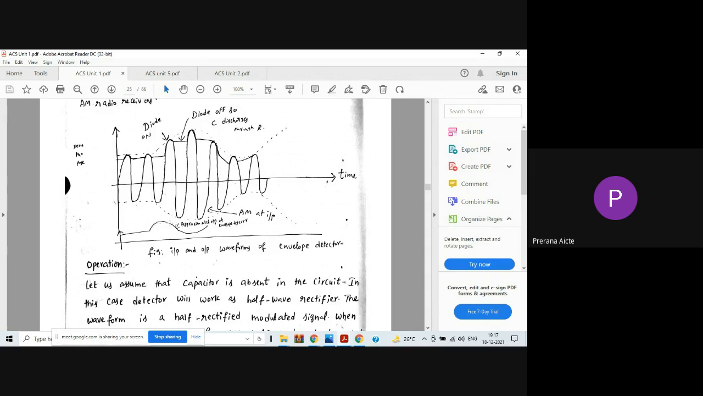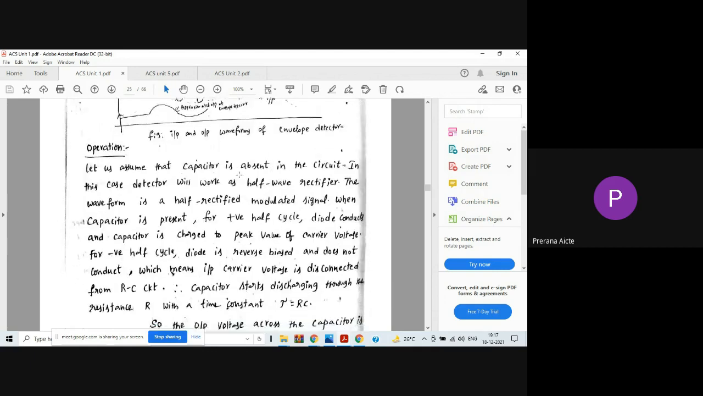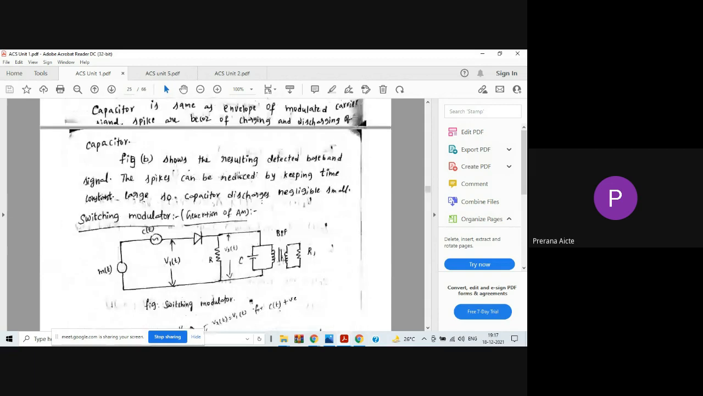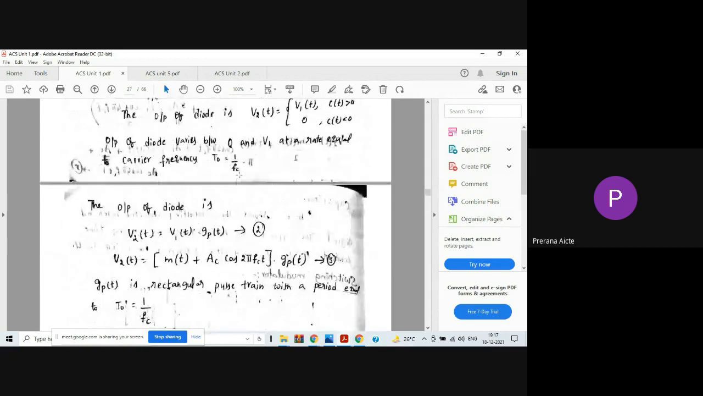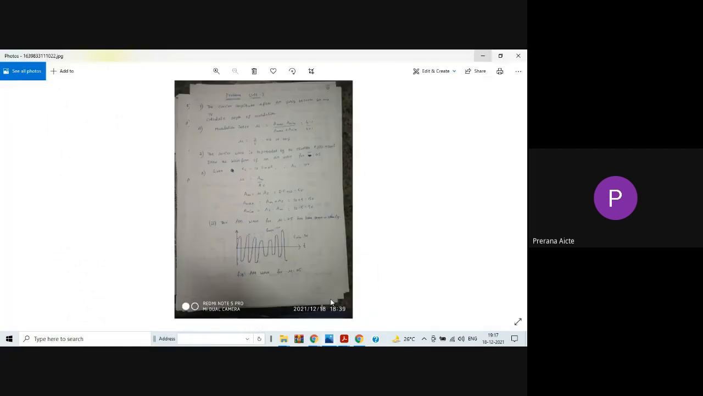So during the positive cycle the diode will be in the on state, and the capacitor should be charging. During the negative cycle it starts to discharge. Okay, this is about your amplitude modulation. We'll see some small problems regarding amplitude modulation now.